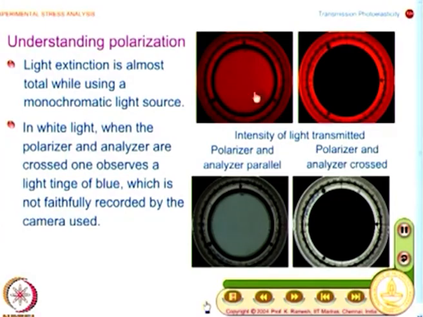In white light, when the polarizer and analyzer are crossed, one observes a light tinge of blue. What I have here is a light tinge of blue. If your eye is sensitive on the experimental bench, you would see that, which is not truly reproduced in the record here, not faithfully recorded by the camera used.